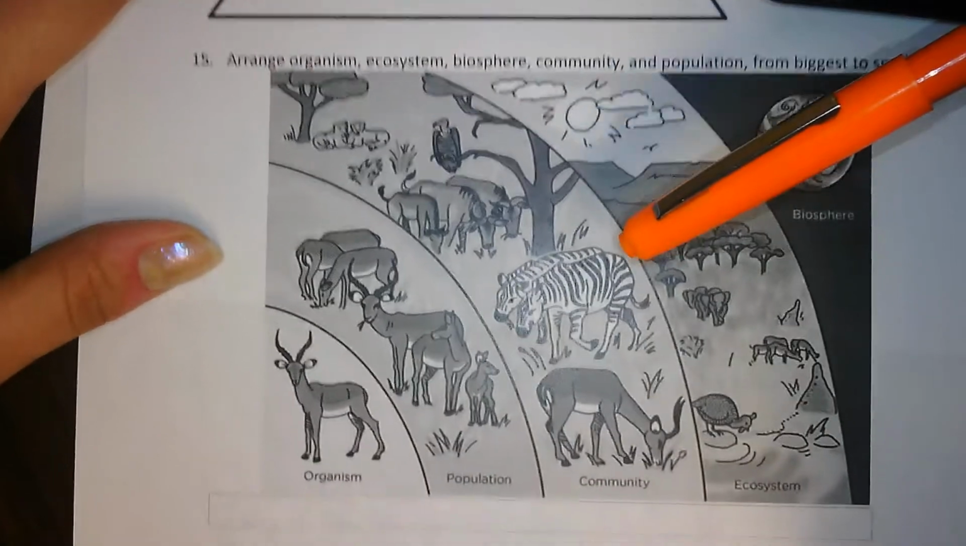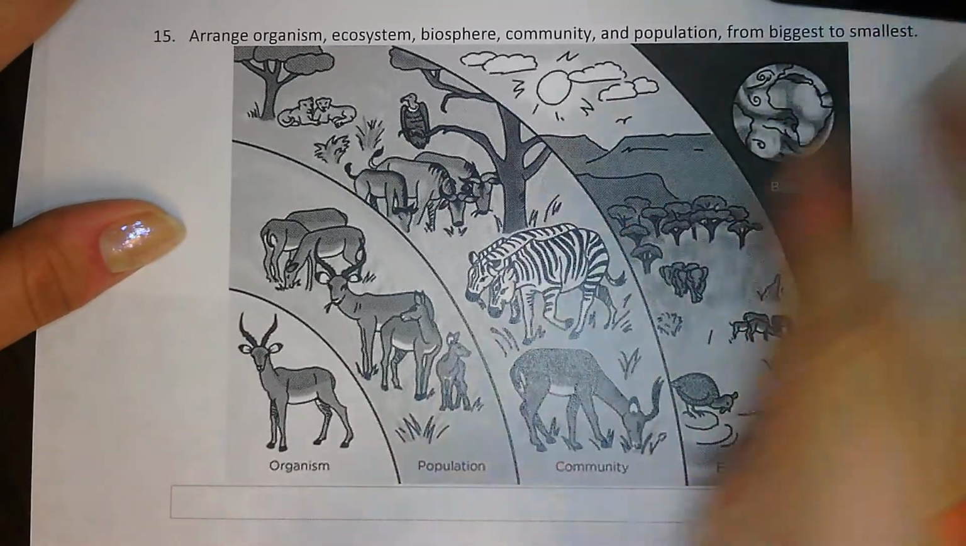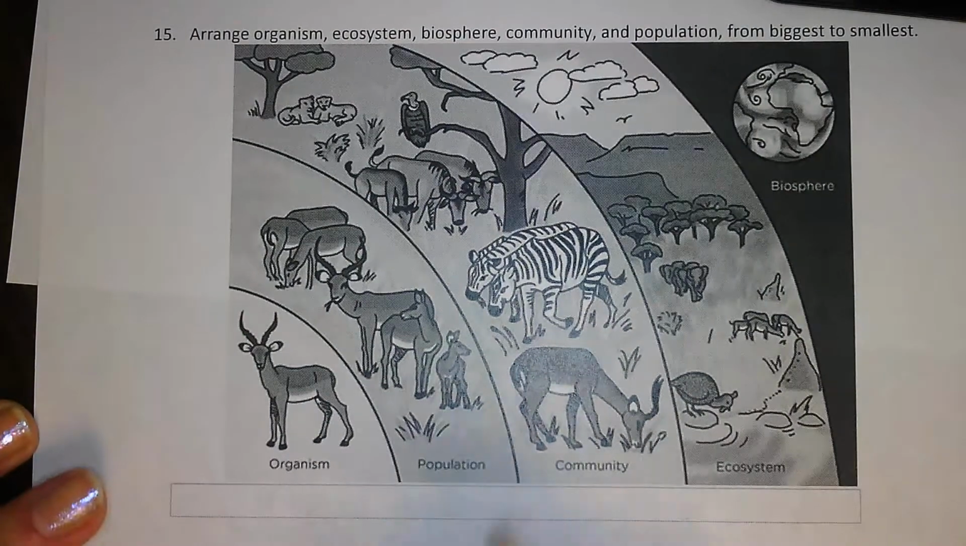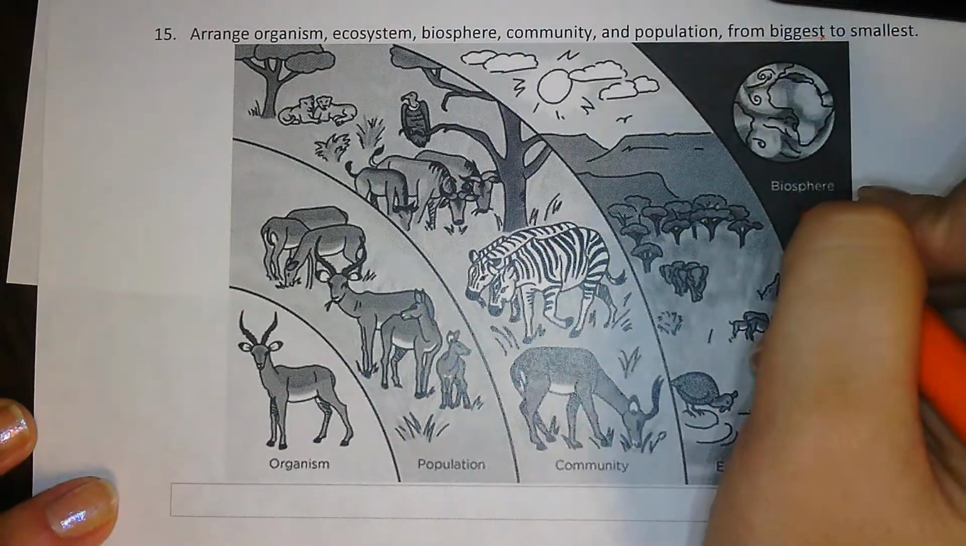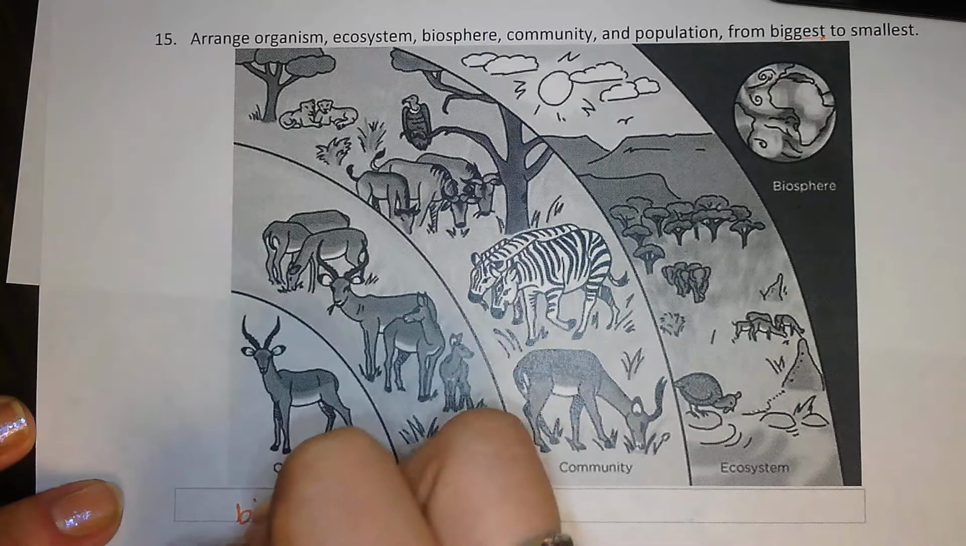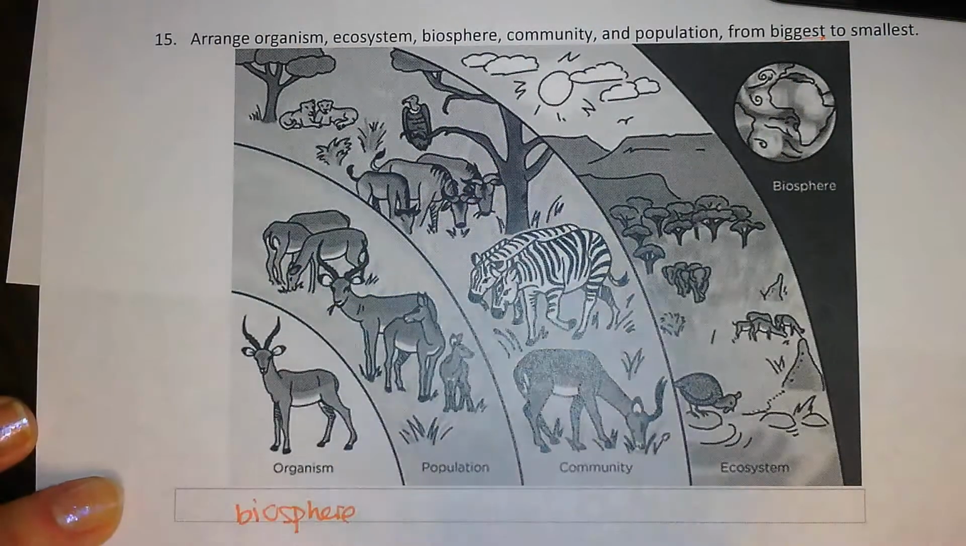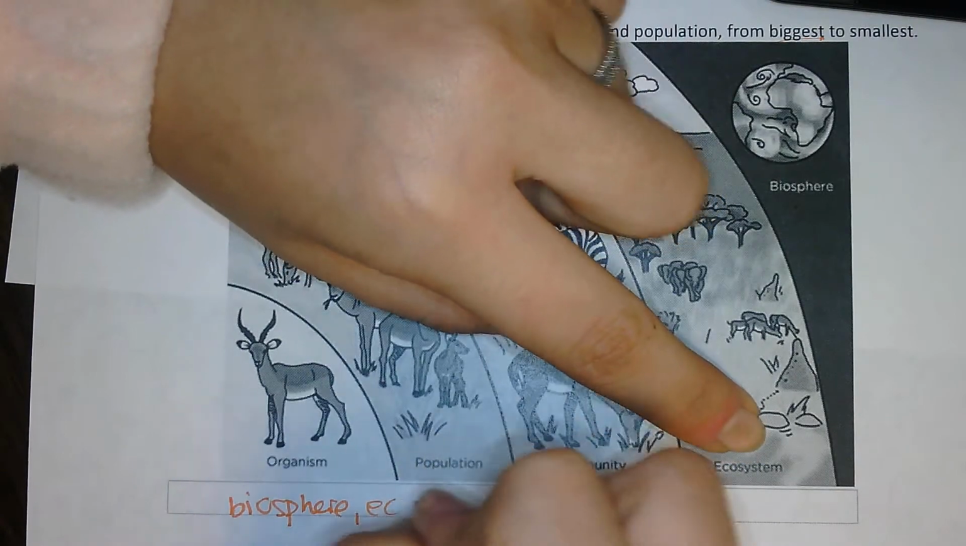All right. 15, arrange organism, ecosystem, biosphere, community, and population from biggest to smallest. There's a picture, makes it really easy. Biggest is the biosphere. And the smallest goes this way, so it goes ecosystem.